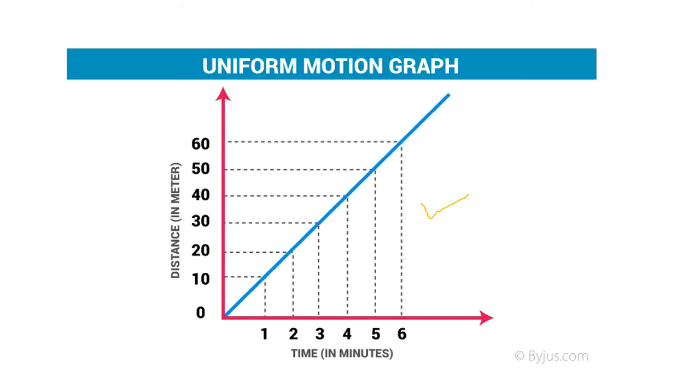Here also there is a neat graphical representation of the uniform motion graph. In 1 hour, 10 meter; in 2 hour, 20 meter; in 3 hour, 30 meter; in 4 hour, 40 meters. That means the time interval is equal as well as the distance is also equal.